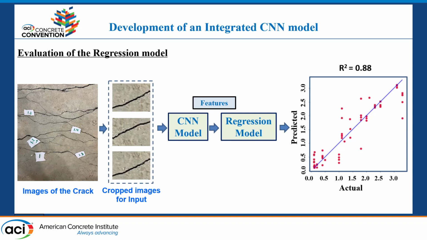For the evaluation of the regression model, we have the cracks. We know the depth of the crack, which are linked to the images. These images were cropped because we want to just focus on a single crack in a single image. These images were input into the CNN model. The features from the CNN model were input into the regression model with their depth, and we plotted the actual and predicted values, and we got a good correlation between the actual and predicted values from the model. So in this study, we developed an integrated CNN model to predict the depth of the crack in the images.